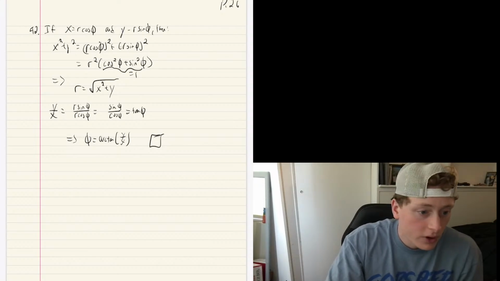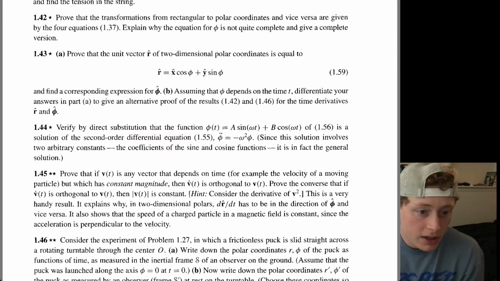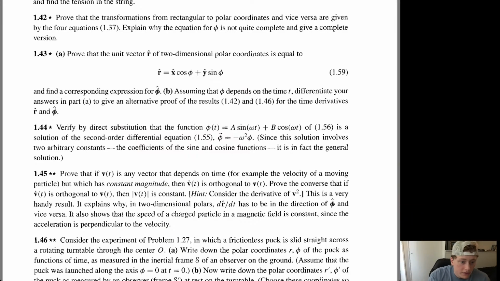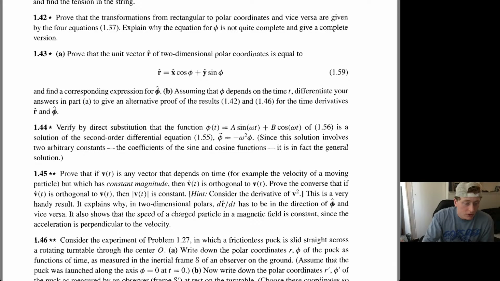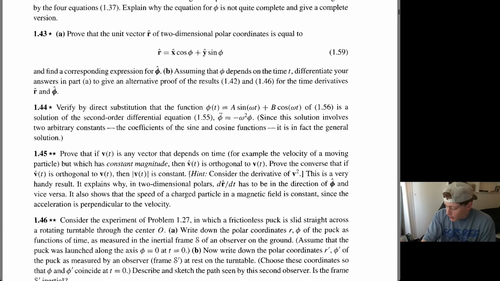Okay. Let me pull up the book again. And let me shrink myself. Move myself here. Okay. So now we want to go to question 43. We'll do 2 more questions. Prove that this is just more math. I'm going to learn physics, not math. Prove that the unit vector r of 2-dimensional polar coordinates is equal to that, and find a corresponding expression for phi.